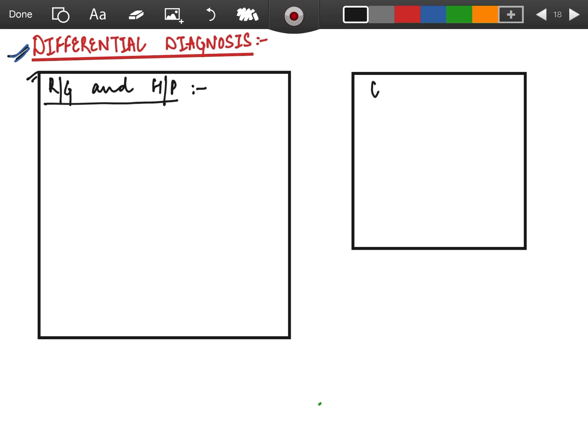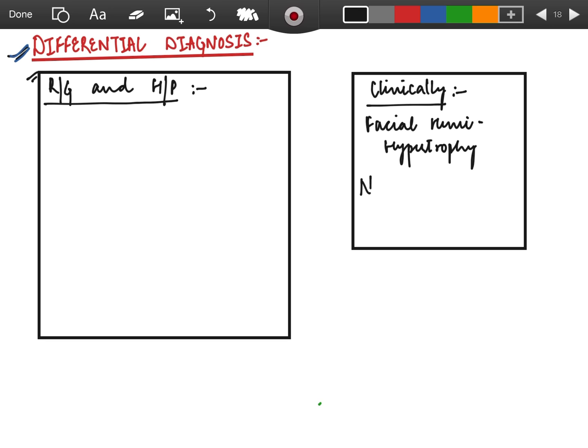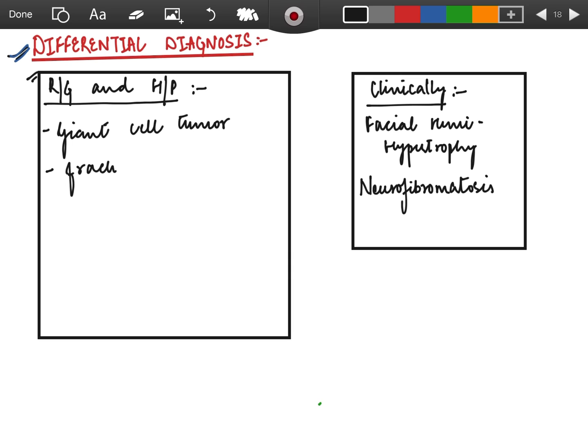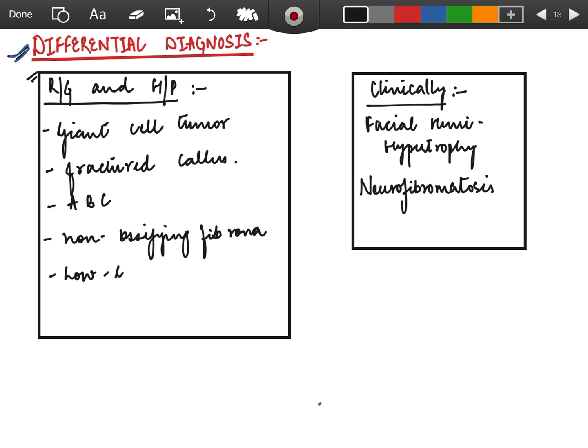Differential diagnosis: we have to write the differential diagnosis clinically as well as radiographically and histopathologically. Clinical differential diagnosis of fibrous dysplasia: first is facial hemihypertrophy, and second is neurofibromatosis. In the radiographic and histopathologic differential diagnosis, we have giant cell tumor, fractured callus, aneurysmal bone cyst, non-ossifying fibroma, and sometimes hyperparathyroidism, and low-grade osteosarcoma.